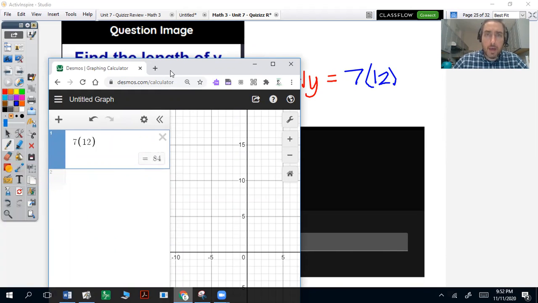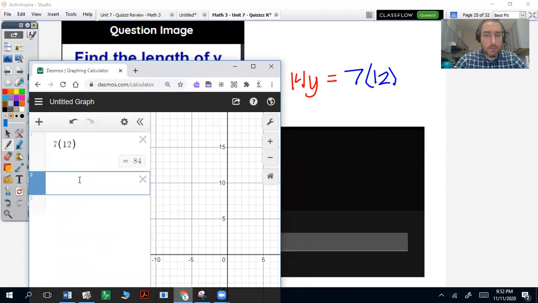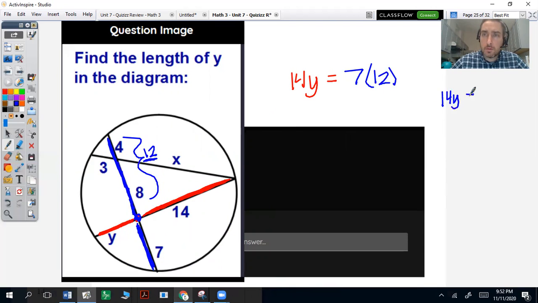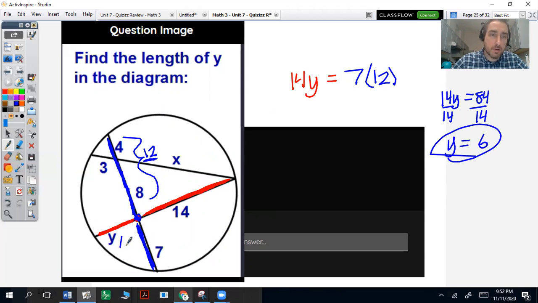And then we're going to divide that by 14. 84 divided by 14 is going to be 6. So 14y equals 84. 84 divided by 14 is 6. So y is equal to 6. So that length here, 6. All right.